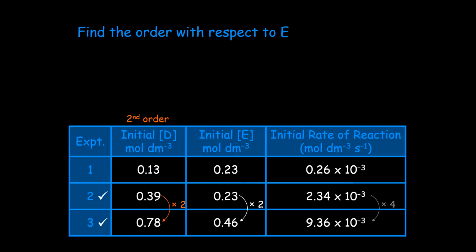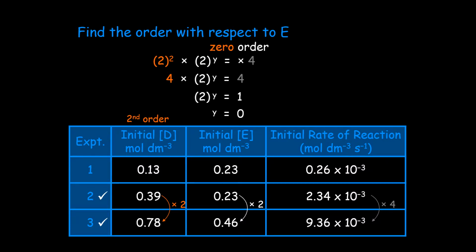Now the alternative method could be, so it's going to be 2 to the power of 2 times 2 to the power of y, or any other letter you want, equals, well, the rate goes up by 4. So let's solve it. So it's going to be 4 times 2 to the power of y equals 4. So it's going to be 2 to the power of y equals 1. So therefore, y must be 0 order.